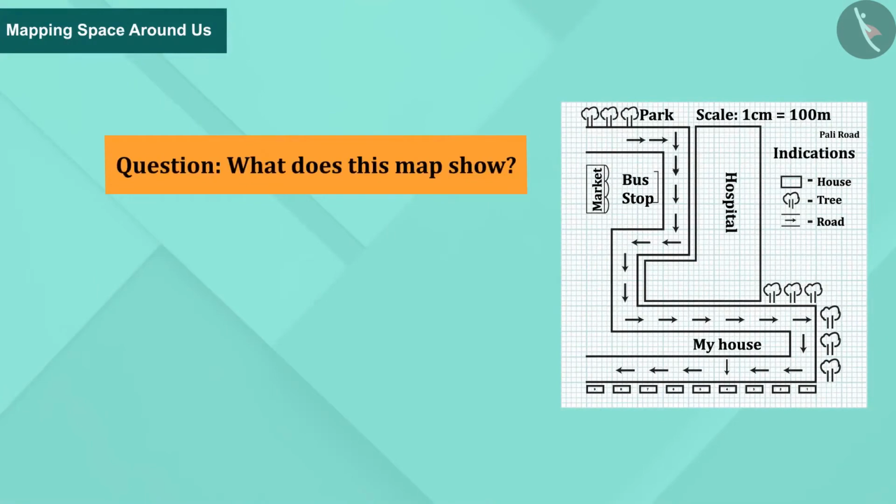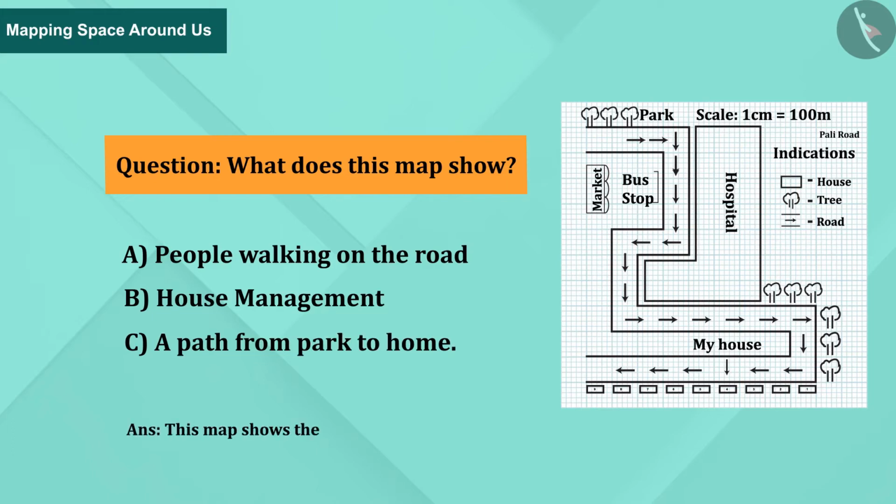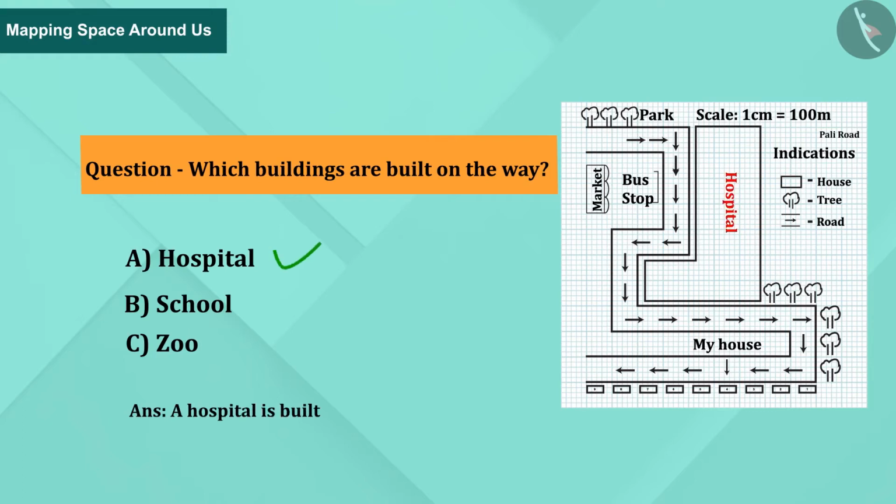Question: what does this map show? A. People walking on the road. B. House management. C. A path from park to home. This map shows the path from the park to someone's house. Question: which buildings are built on the way? A. Hospital. B. School. C. Zoo. A hospital is built on the way.